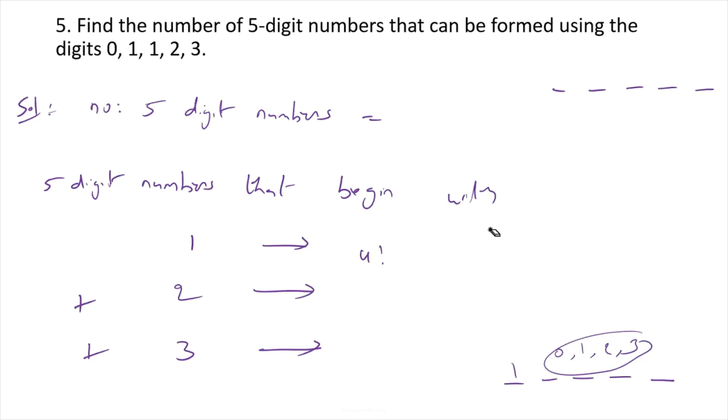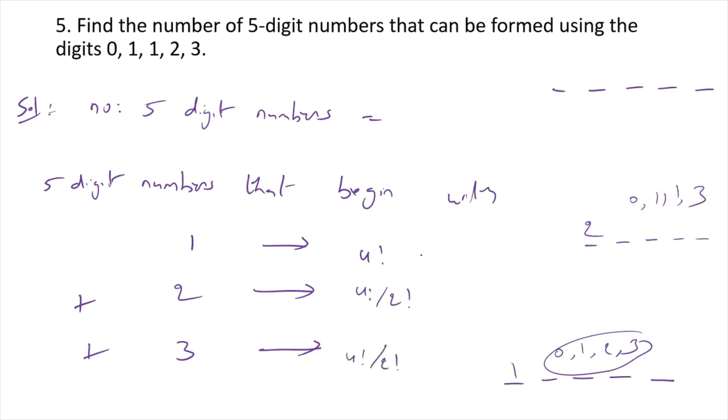Now, number of 5-digit numbers that start with 2. Once I fill the first blank with 2, what are the objects that are left out? 1, 0, there are 2 1s and 1 3. So I have to fill these 4 objects in these 4 blanks. These 4 objects are not distinct. We have 2 1s. Therefore number of 5-digit numbers that start with 2 is going to be 4 factorial upon 2 factorial. Now number of 5-digit numbers that start with 3 is again going to be 4 factorial upon 2 factorial.